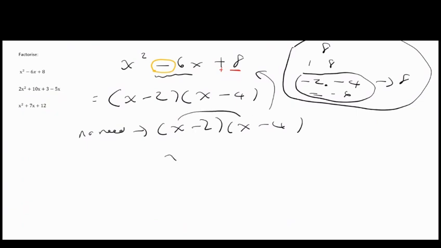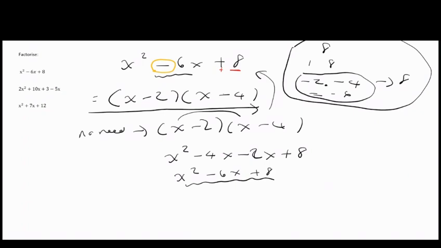x times x, that just gives us x squared. And then x times negative 4, that just gives us negative 4x. Minus 2 times x, that gives us negative 2x. Minus 2 times negative 4, that gives us a positive 8. And when we simplify this, it gives us x squared minus 6x plus 8. So does it give us our original expression? Yes, it does. Therefore, we know that at this final step, what we did is correct.